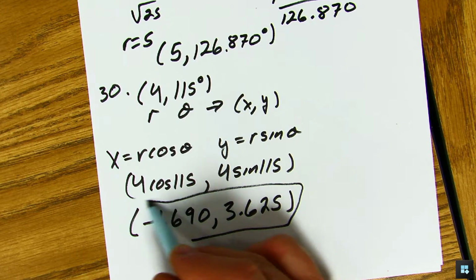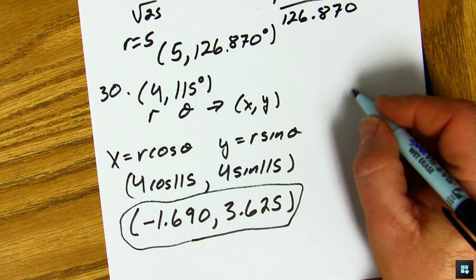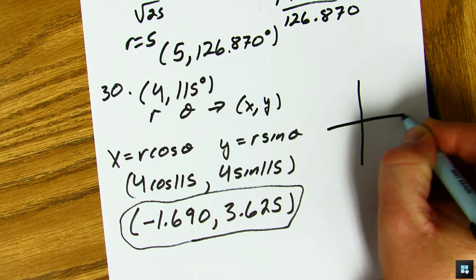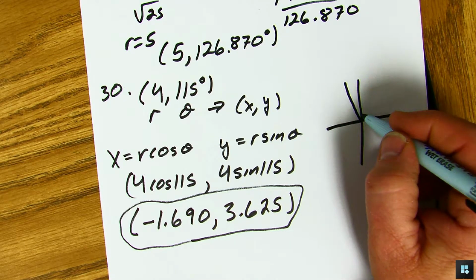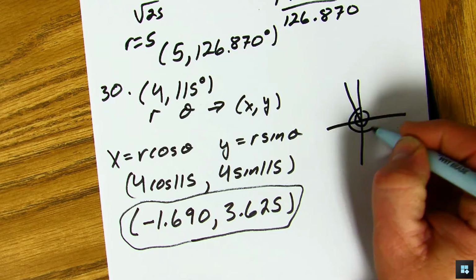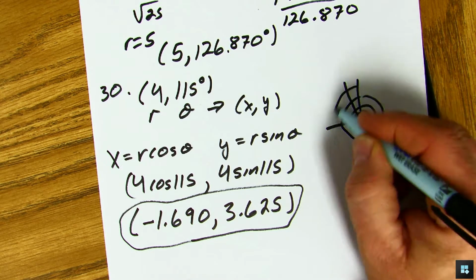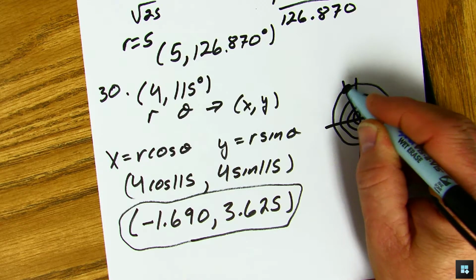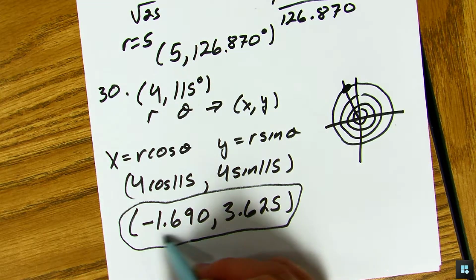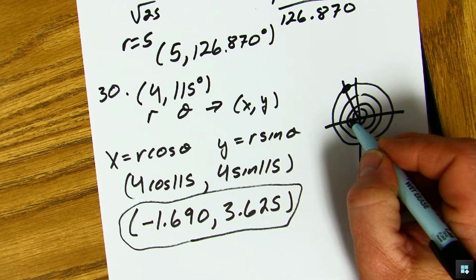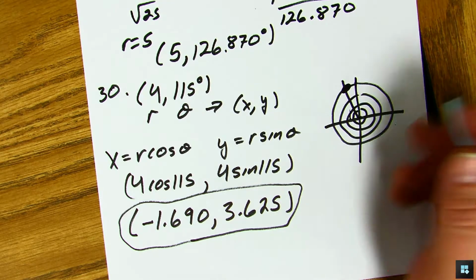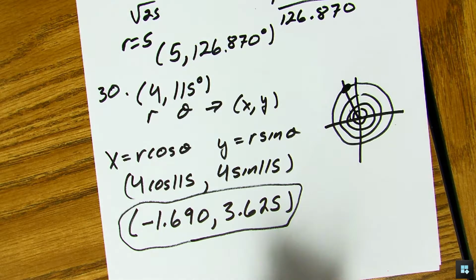Now let's see if that matches up to what we're saying here. If I'm looking at 4, 115 degrees, it has got to be about right here, and then 4 would be on the 4th circle out. So approximately, it's right up there. Let's look at this point, negative 1.69, out to here and then up 3.625. It's pretty close. So yep, it works, and we are done.